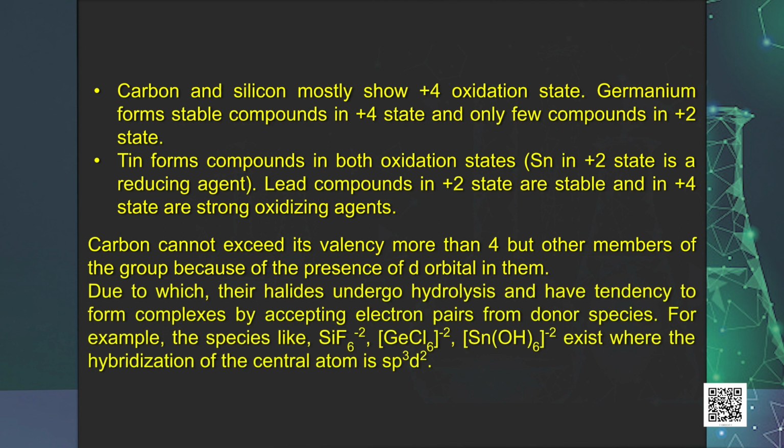Due to this, their halides undergo hydrolysis and have tendency to form complexes by accepting electron pairs from donor species. For example, the species like hexafluorosilicate, hexachlorogermanium, hexahydroxy-tin exist where the hybridization of the central atom is sp3d2. Next, we will learn about the group 14 elements chemical reactivity.